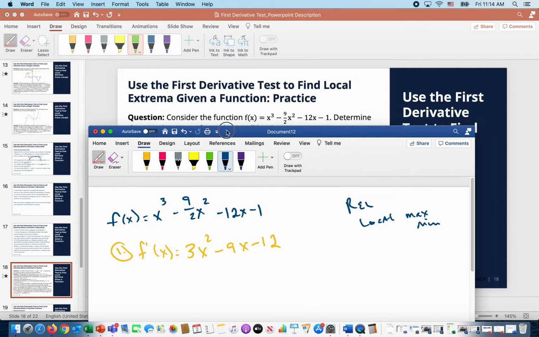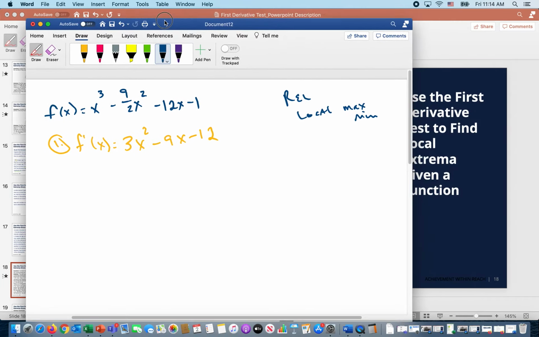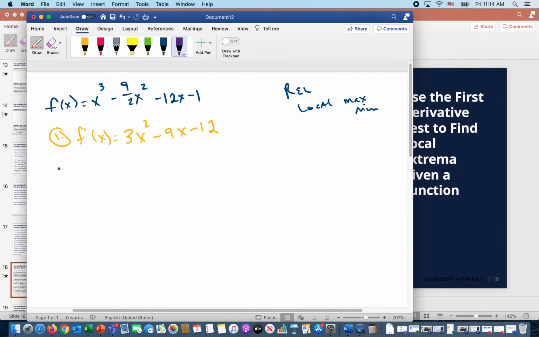Our problem says to find the critical points, right? So we know that if we're going to find critical points, we're going to take that derivative and set it equal to 0. Okay, so we're working through that now. And one thing I notice is that all of these values are divisible by 3. So I'm just going to divide everything by 3 to see if I can make my problem look a little more workable, I guess, is what I'm going for.